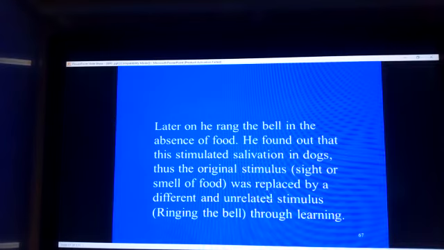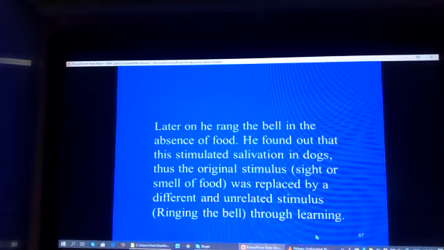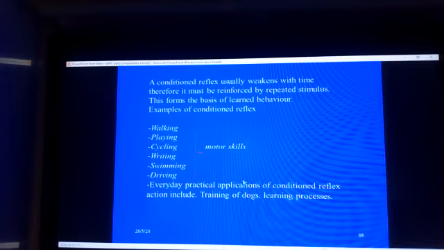So what do we learn from this? It is that the primary stimulus was replaced by a different and unrelated stimulus, which is ringing the bell, of course, through learning. So we realize that conditioned reflex usually weakens with time, and therefore it must be reinforced by repeated stimulus. So if he continued ringing the bell without having the food, there was no salivation by the dog, because with time the action had weakened, and therefore this forms the basis of learned behavior.